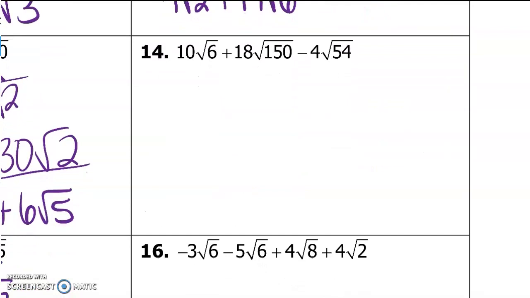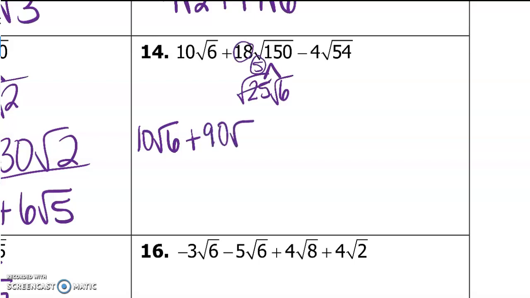Number 14, 10 square root of 6 is already simplified. There's no perfect squares that go into 6, so I'm just going to bring that down. There is a perfect square that goes into 150. It's 25. So that's actually 25 times 6. Square root, square root. The square root of 25 is 5. So you have to do 18 times 5 to give us 90 square root of 6.